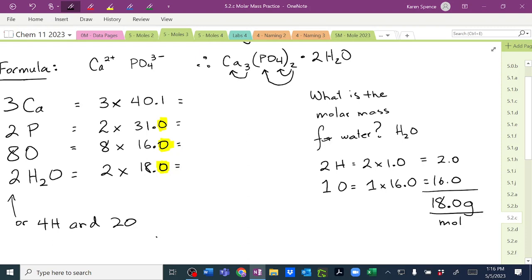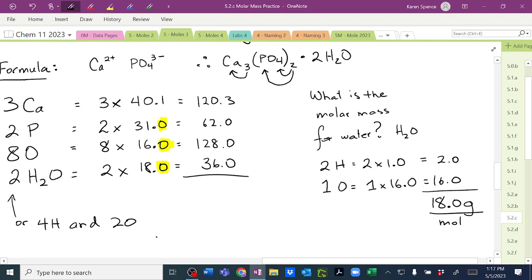3 times 40.1 equals 120.3. 2 times 31 is 62.0. 8 times 16 is 128.0. And 2 times 18 is 36.0. Now I'm going to add them all up.